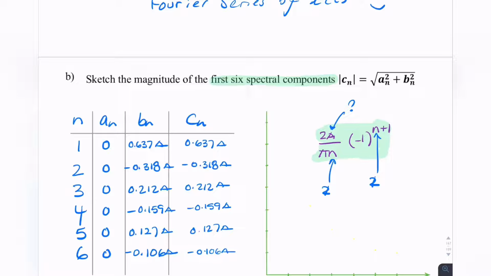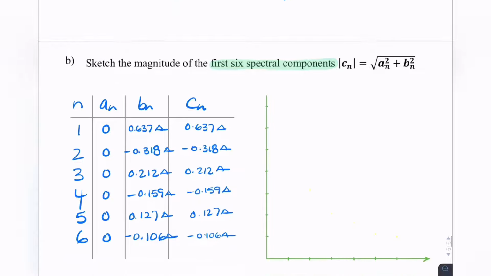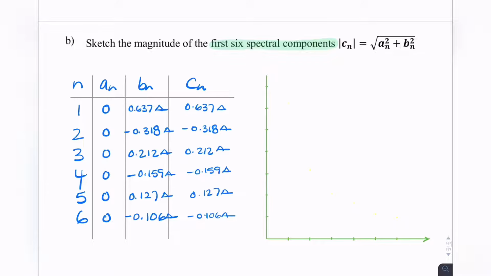Now the question is to sketch. So calculating these components is only the first step. The next step is to actually sketch them. So we'll have a horizontal, it's going to be a discrete plot. The horizontal axis will be n. The vertical axis will be the magnitude of c of n. And we'll actually divide by a because we have a's for each of these.